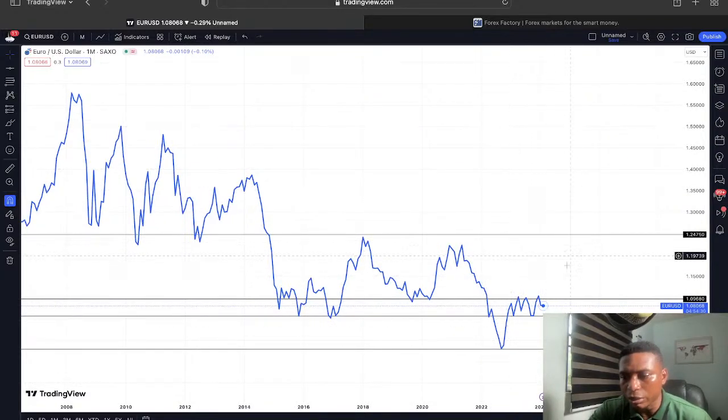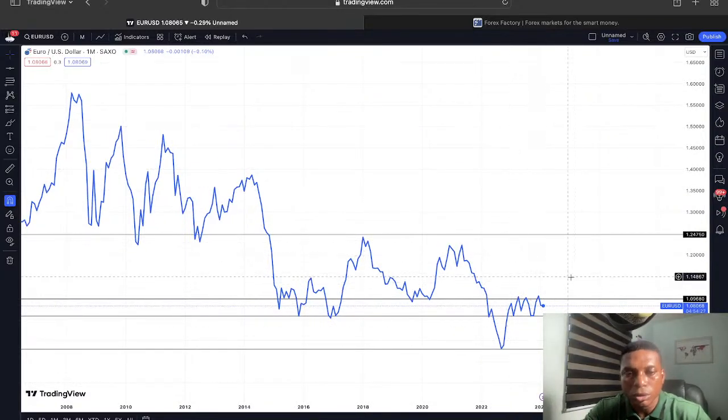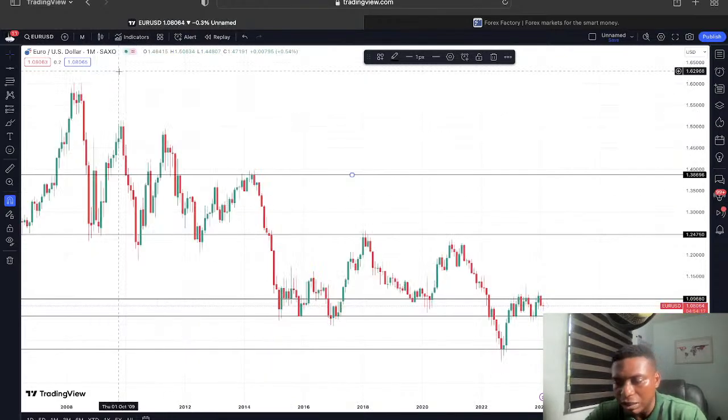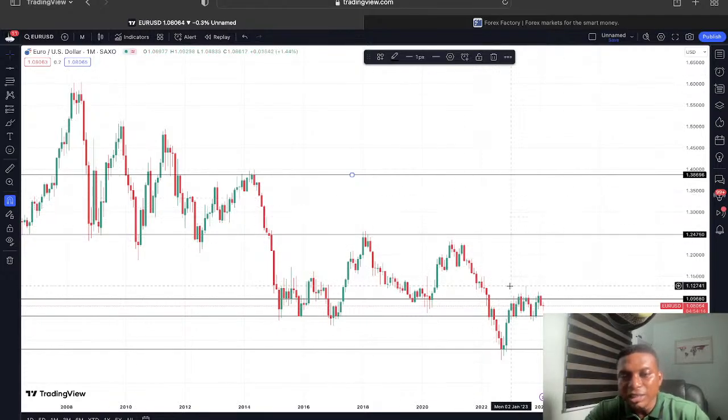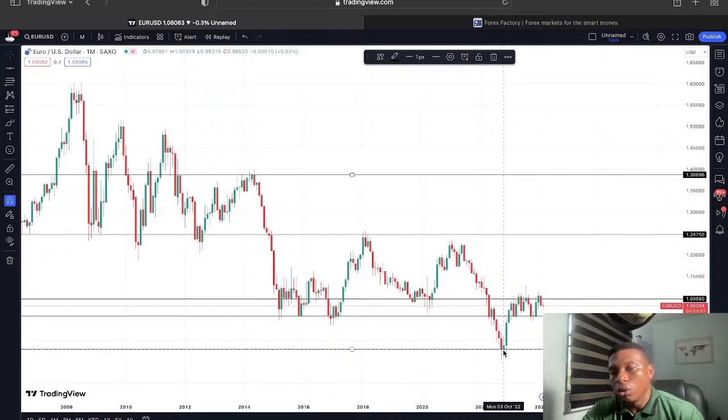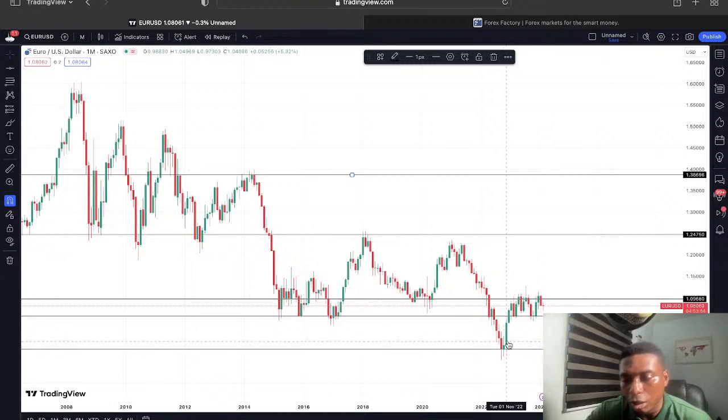So here you go. Now we've been able to map out our levels of support and resistance. Let's take it back to the candlestick chart. This is the monthly time frame, and we can see that from here, in 2020, Euro USD saw a very long bearish momentum down until 2022, when Euro USD started picking up.